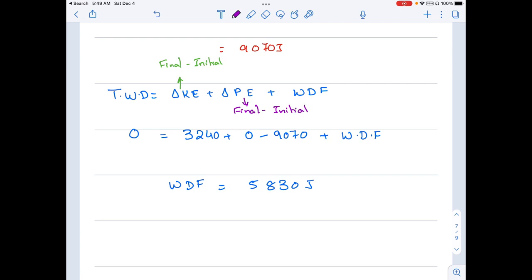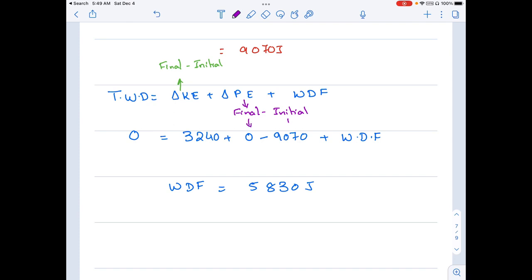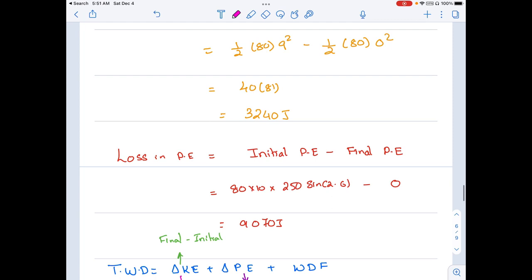So final potential energy was 0 and initial potential energy was 9070. And for kinetic energy, it was final minus initial. Final was 3240 and initial was 0. So you will never get any errors in the symbols. That is the answer for the first part.